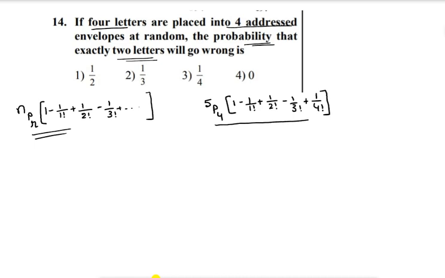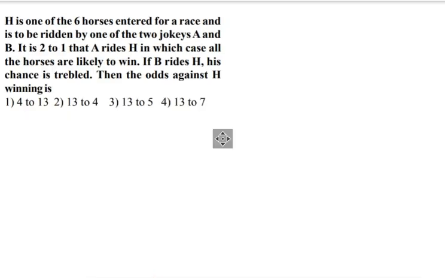Out of 4 letters exactly 4 letters will go to the wrong address, means this one. Now in this particular question, he is asking exactly 2 letters will go to the wrong address. First of all, 4 letters can be arranged in 4 envelopes in 4 factorial ways. Out of 4 letters exactly 2 letters will go to the wrong address. That's why 4P2 into 1 minus 1 by 1 factorial plus 1 by 2 factorial. So with that simplification you will get the answer.